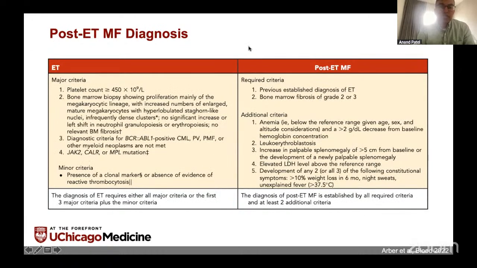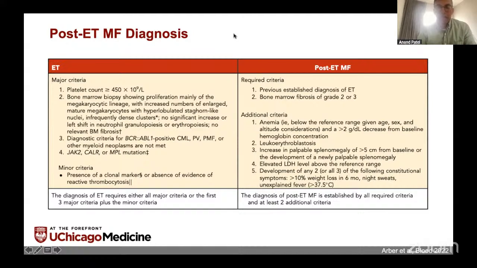And now post-ET myelofibrosis, which is the other type of secondary myelofibrosis. For ET, the major diagnostic criteria are an elevated platelet count, a bone marrow biopsy that shows increased megakaryocytes, which are the platelet precursors, ruling out other sorts of blood cancers, and the presence of one of the common mutations that are seen. And much like post-PV MF, the diagnosis for post-ET MF is based on someone being diagnosed with ET previously and then having a bone marrow biopsy that shows grade 2 or grade 3 fibrosis.